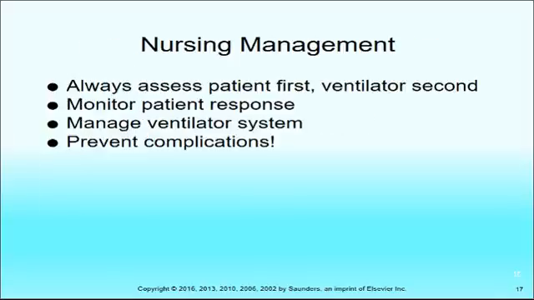Nursing management. Always assess the patient first, the ventilator second. That is extremely important. You hear an alarm go off, always look at your patient, because sometimes the patient is in trouble, sometimes it's the machine and the patient's okay, sometimes the machine's okay, your patient's not okay.